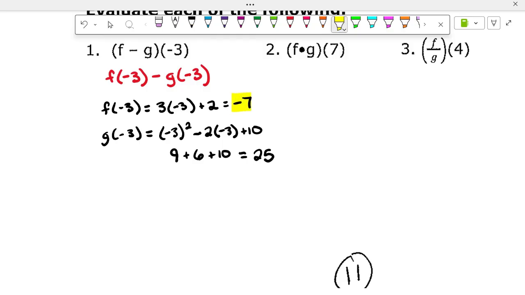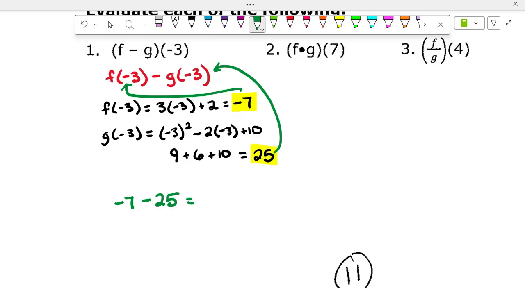So what I'm then going to do is take these two numbers and plug them back in to their respective spots and do the operation. So I'm doing f of negative 3 minus g of negative 3. So I'm going to do negative 7, which is what f of negative 3 is equal to, and g of negative 3 minus 25. So what would that be? In other words, you're just adding 7 and 25 and throwing a negative on it. It'd be negative 32. And that's your answer.